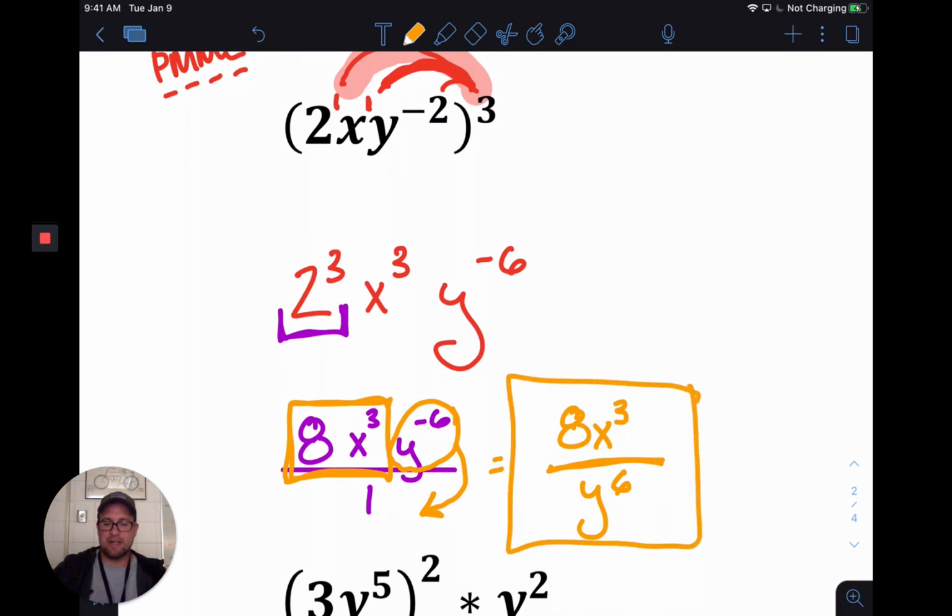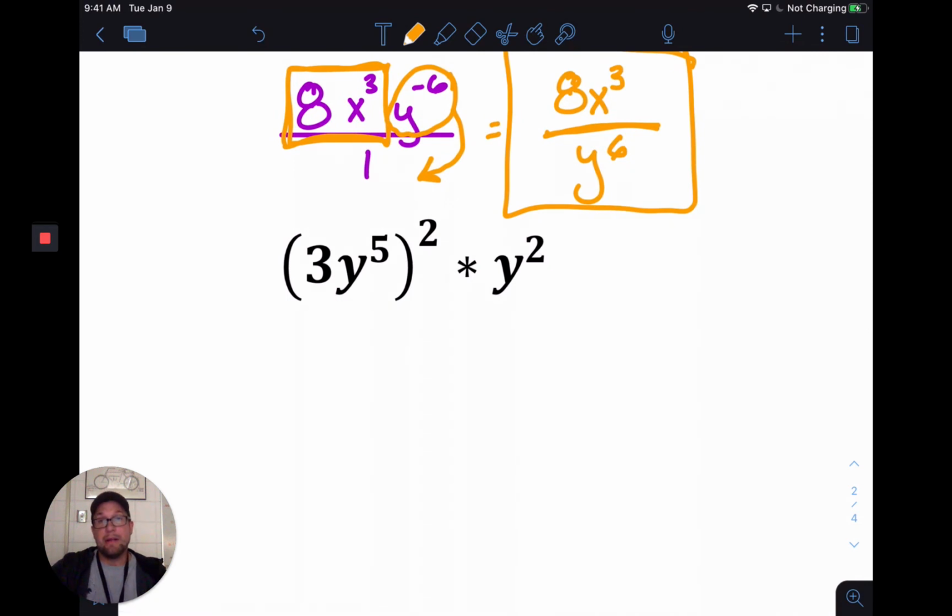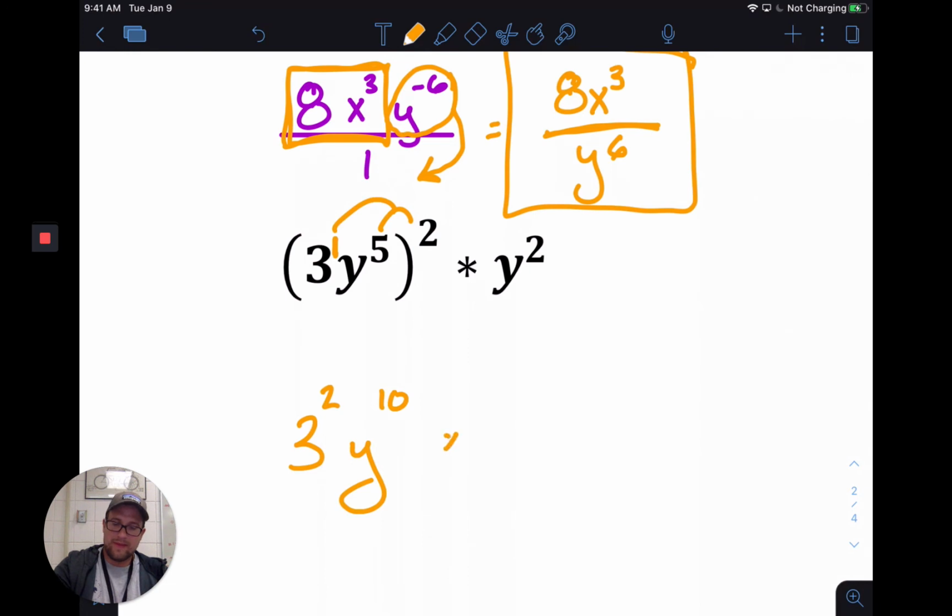Nice work. Let's look at the next one below that. Here's another one for us. So we have 3y to the 5th, all raised to the 2nd power, times y squared. So again, we see parentheses. So we want to move that 2 to each of those exponents, right? Parentheses mean multiply exponents. So the bases are not going to change. I'm going to have 3 to the 2nd power and y to the 10th power. And that's going to be times y to the 2nd power.